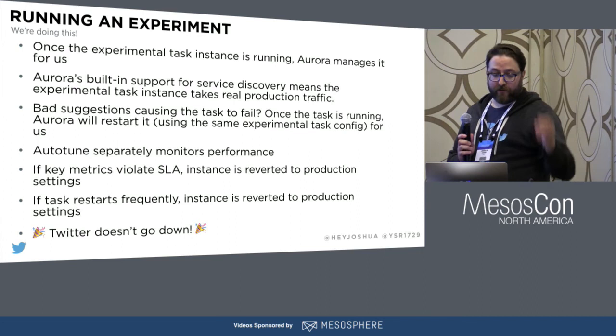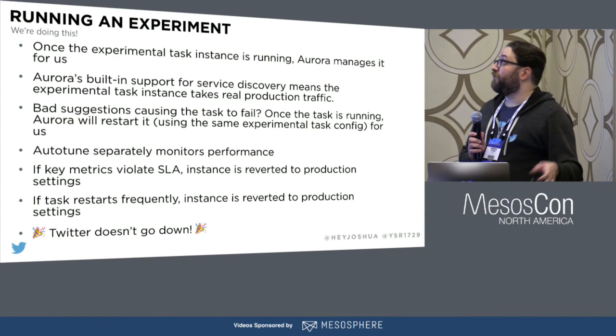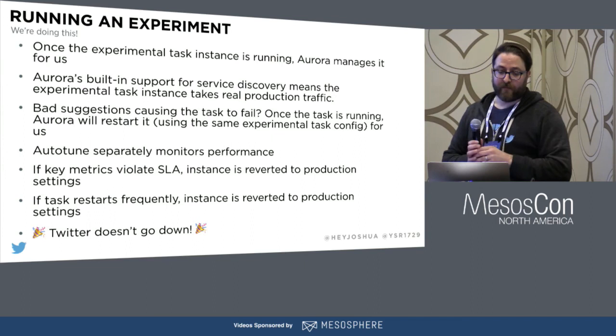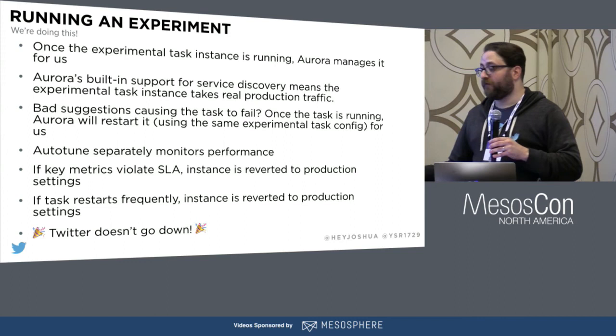Once the experiment is running, Aurora's built-in support for service discovery means that this instance is taking real production traffic, just like any other instance of the service. If the suggestions are bad and the service fails, Aurora will restart it, will detect if there are too many restarts, and mark it as bad. If we're also monitoring metrics while these are running, and the metrics are bad, we mark it as bad again.